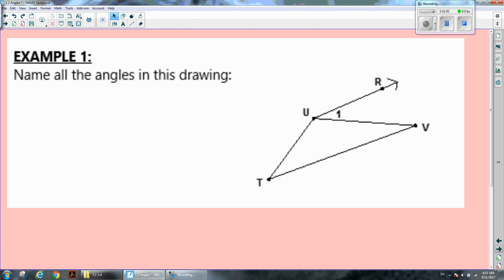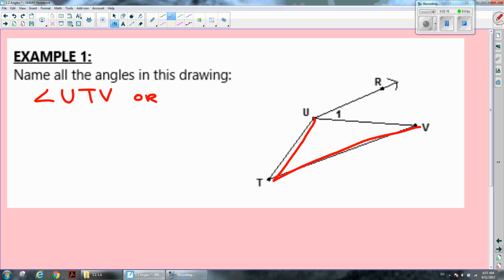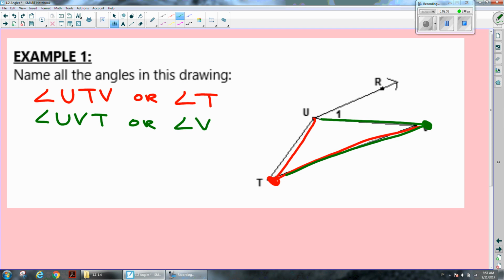So we want to name all the angles in this drawing. Here's one angle. We could say angle UTV, or since there's no other angles that share this vertex, we could just say angle T. Here in green, we could say angle UVT. Remember, the vertex is in the middle. Or since there's no other angles that share vertex V, we can just say angle V.